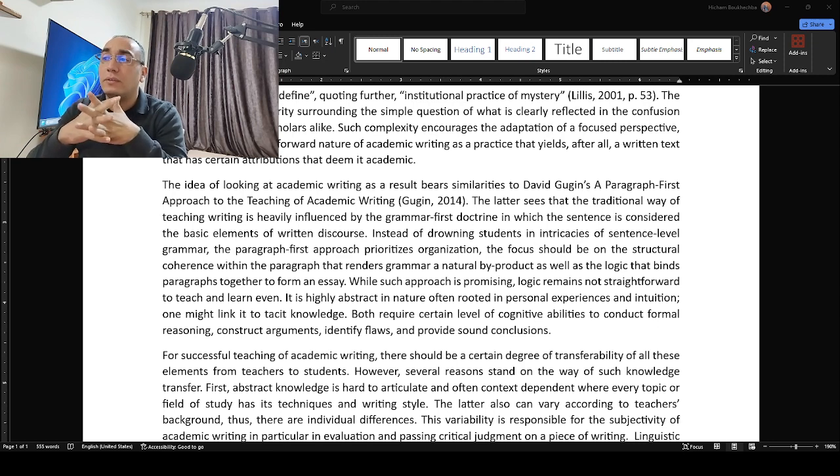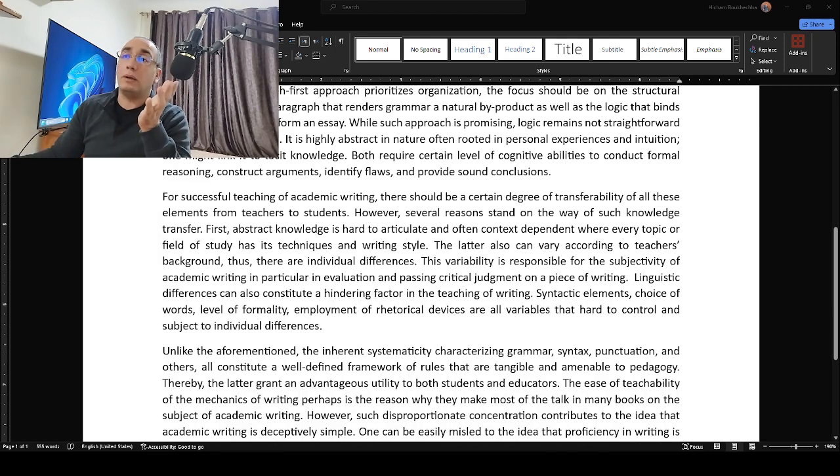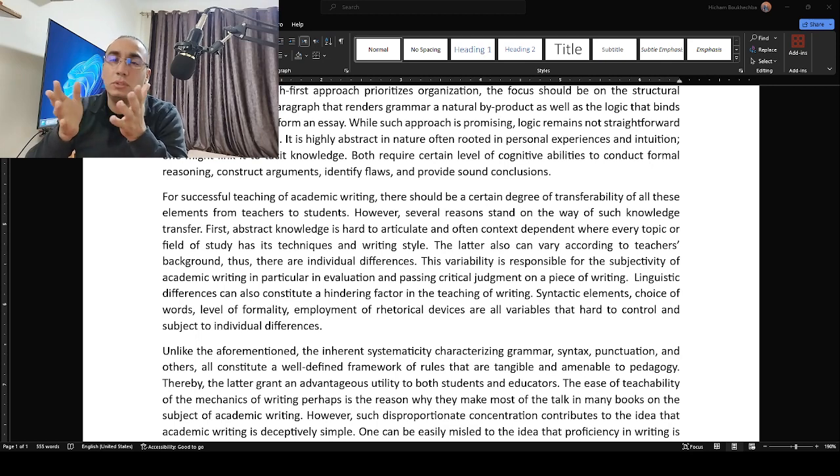Both require a certain level of cognitive abilities to conduct formal reasoning, construct arguments, identify flaws, and provide sound conclusions. And these elements I've just mentioned constitute really why writing an essay, or writing in general, is so difficult. So let's talk about how we can be successful in that. For successful teaching of writing, there should be a certain degree of transferability of all these elements I just said, from teachers to students. So if we want our students to be better in writing, we need to teach them those.